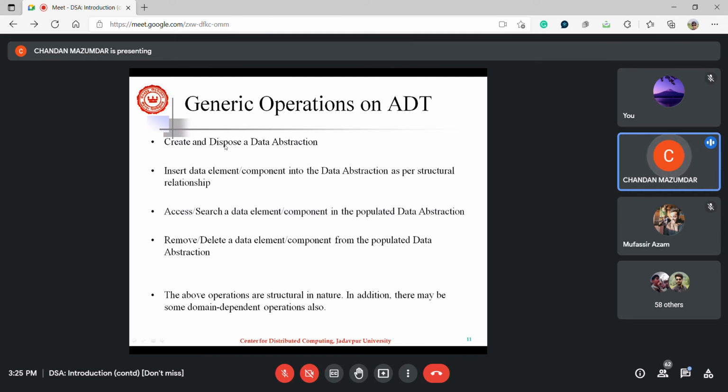So you can create or dispose a structure. You can insert or enter data elements or components into the structure. You can access or search the data elements inside the structure, and then you can remove or delete them. So these are the 4 types of operations which you can do. In addition, there are certain testing conditions, like whether the structure is empty, whether the structure is full, and things like that. Those are additional testing operations which do not manipulate the structure.